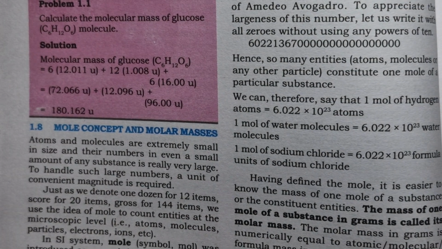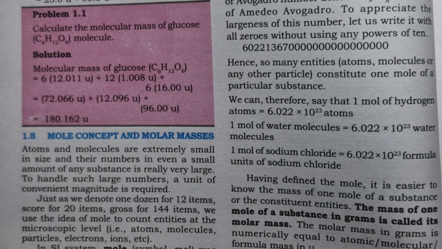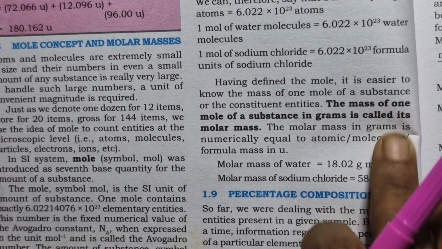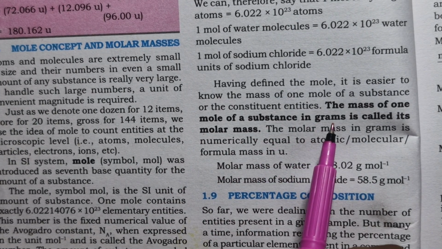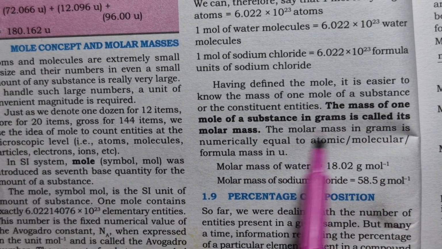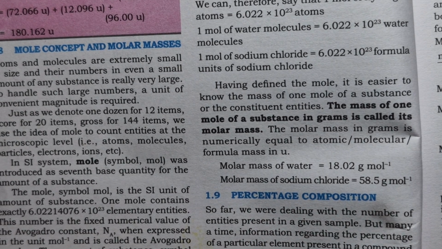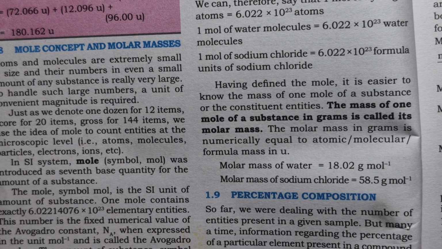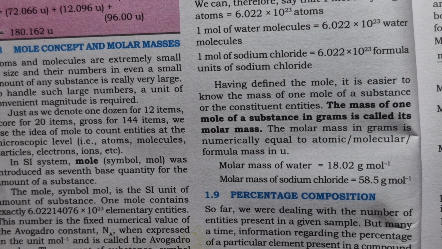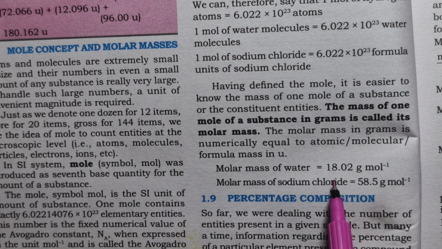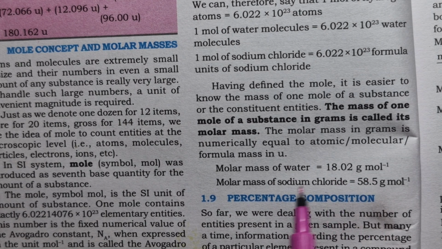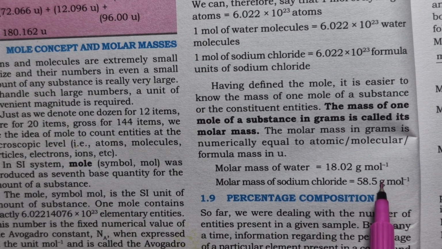So now coming to molar mass. How will I define molar mass? Molar mass is nothing but the mass of 1 mole of a substance in grams. Molecular mass you express in U, but molar mass you express in gram per mole. That is where the difference comes. If I say the molecular mass of water, it will be 18.02 U. But if I say the molar mass of water, it will be 18.02 gram per mole.